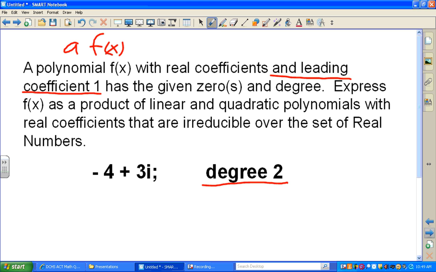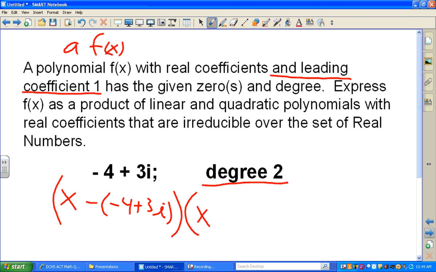Now how do you write it as a factor? x minus negative 4 plus 3i, right? That's a factor. And x minus negative 4 minus 3i is the other factor, correct? Well, it wants it written as a product of linear and quadratic polynomials. So that's a linear factor.